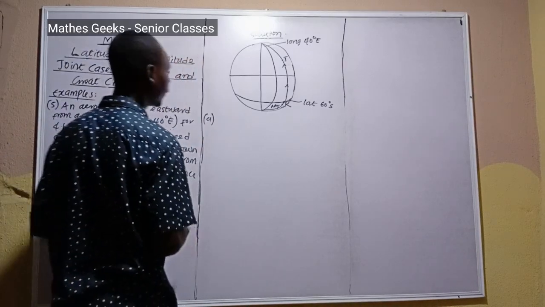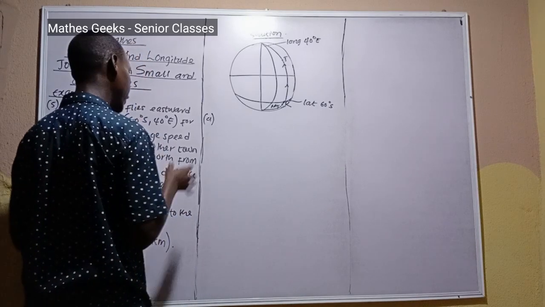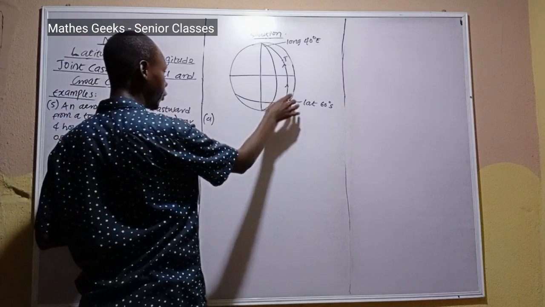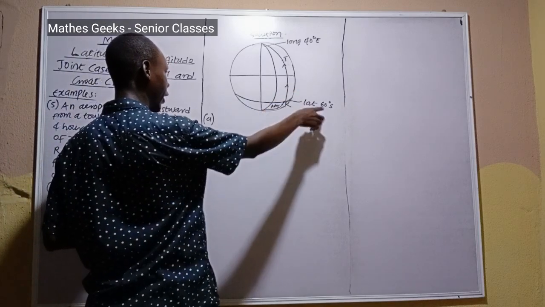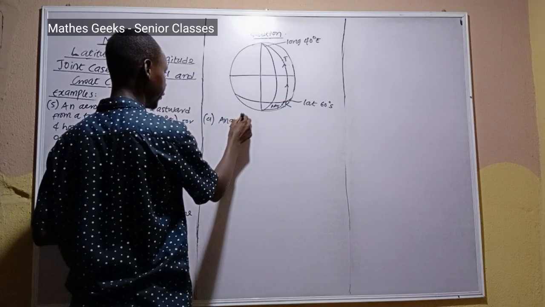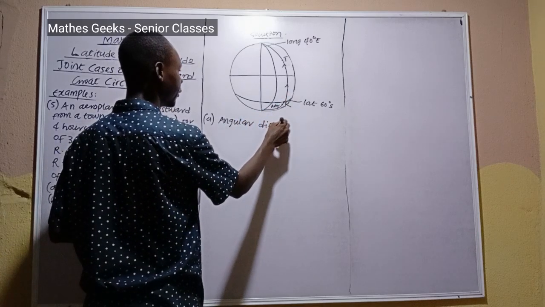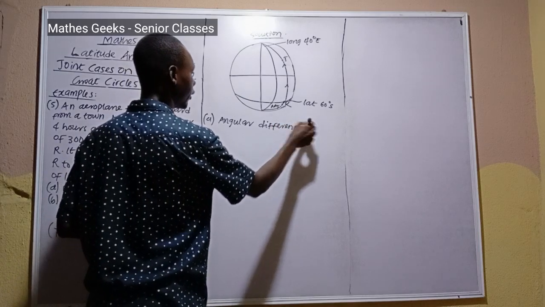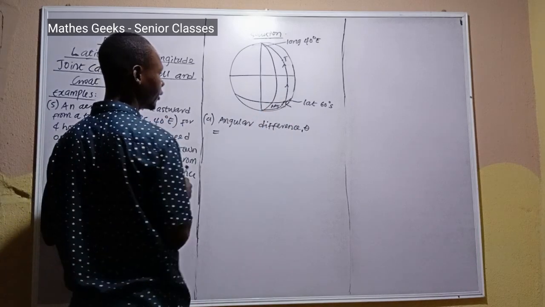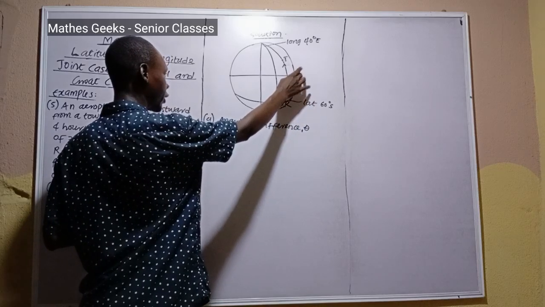So to get the longitude of R, whenever we are looking for the longitude of a place, it means that the latitude is the same. As you can see here, both M and R are lying on the same line of latitude. So the longitude will give us the angular difference. Assuming we know the longitude of R, since both points are lying on the same latitude, the angular difference would be the difference in longitude.